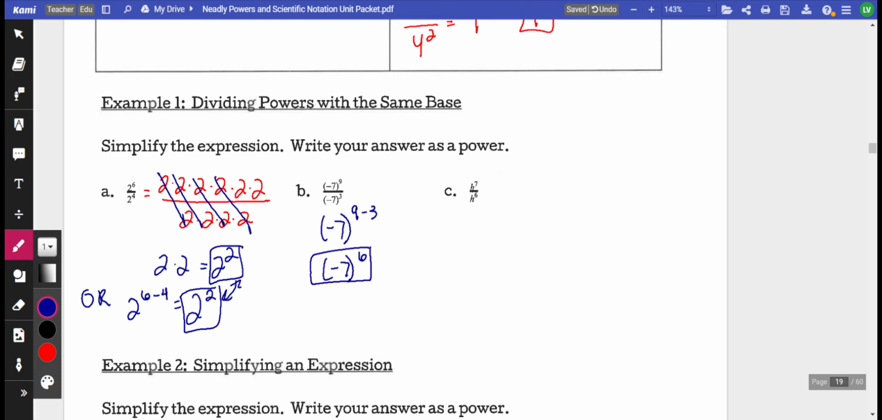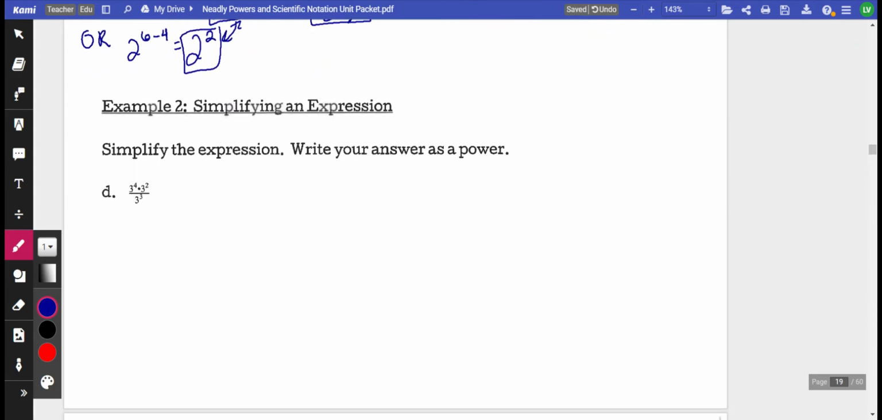For letter C, I could make it to where I expand out 7 h's in the numerator and 6 h's in the denominator. But in this case, I'm just going to use the shortcut of if I have the same base and I'm dividing them, I'm going to subtract the exponents. H to the 7th minus 6 gives me h to the 1st. Or you could just have it as h.